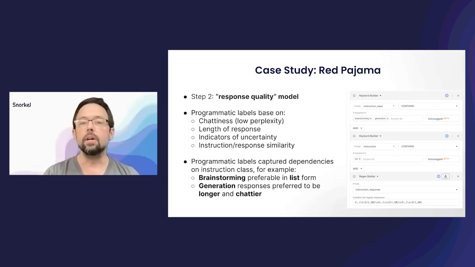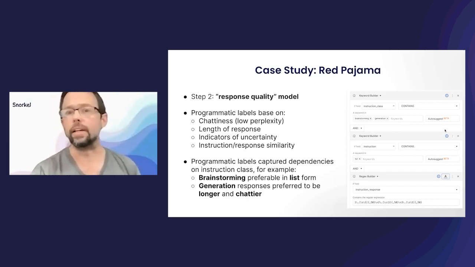Brainstorming tasks, on the other hand, people seem to prefer longer responses in list form. In generation tasks, especially longer and chattier. The lower quality data we saw involved shorter responses in the generation tasks, and it looked like the people writing out these answers were just trying to get it over with.